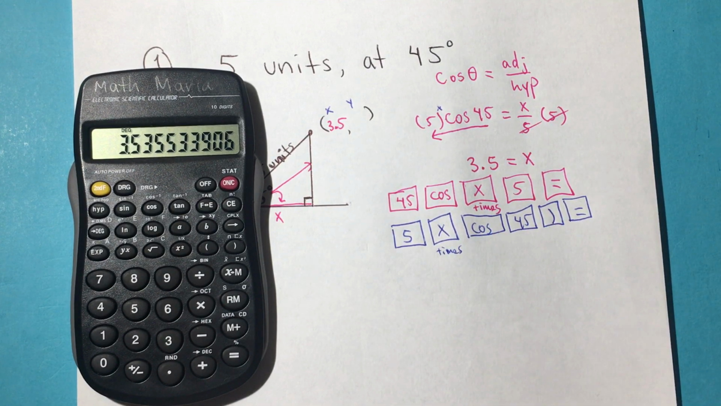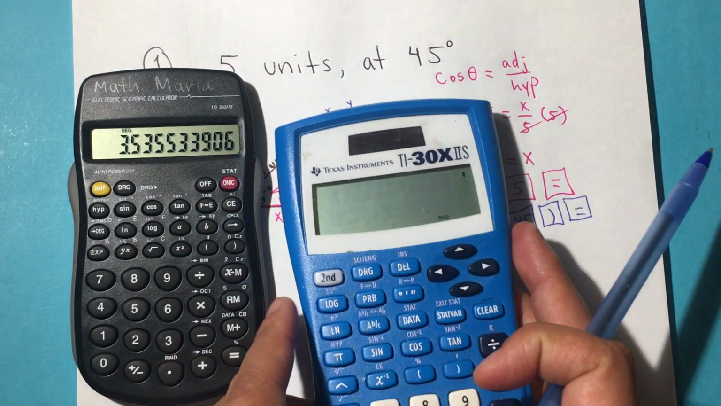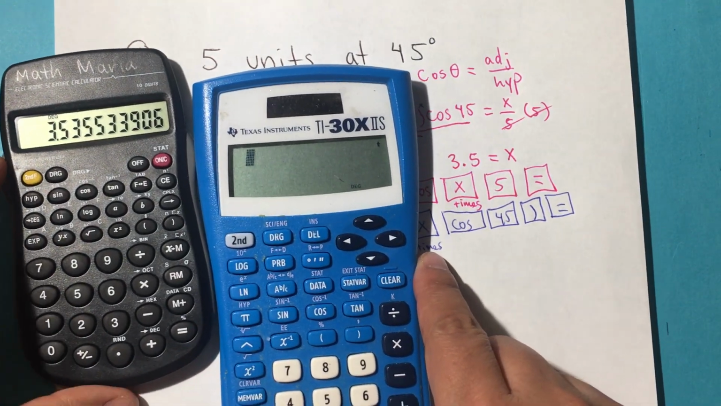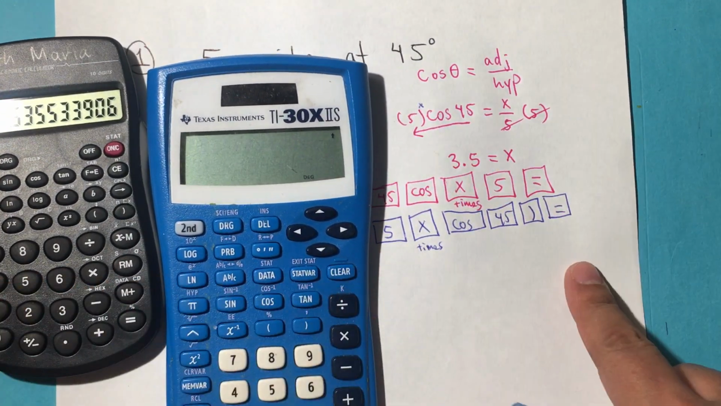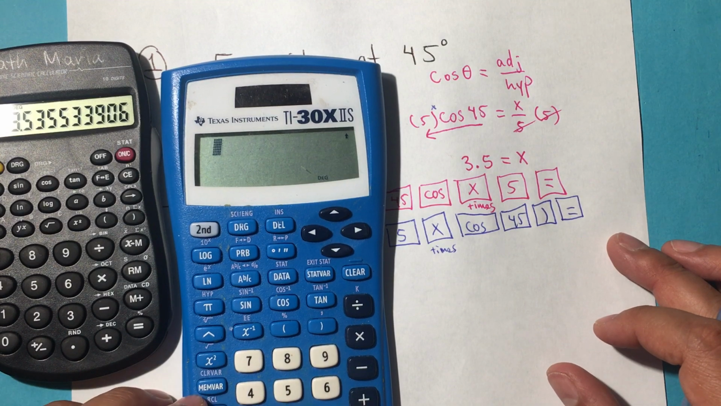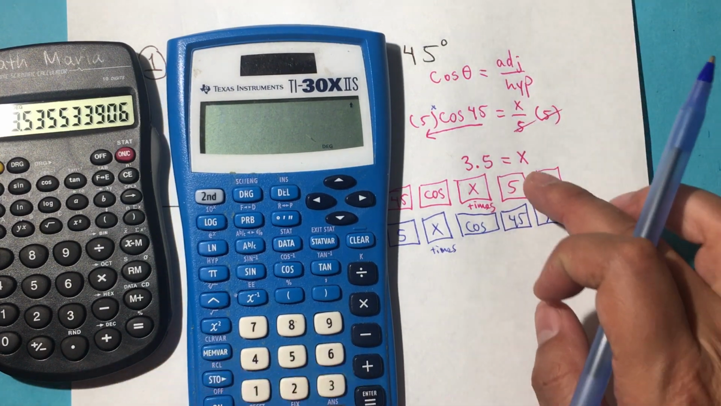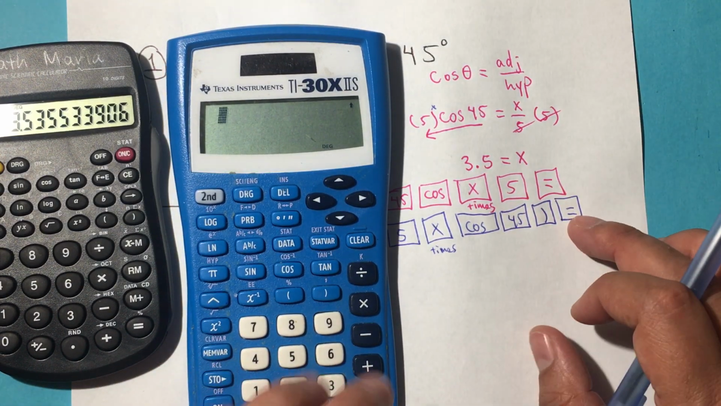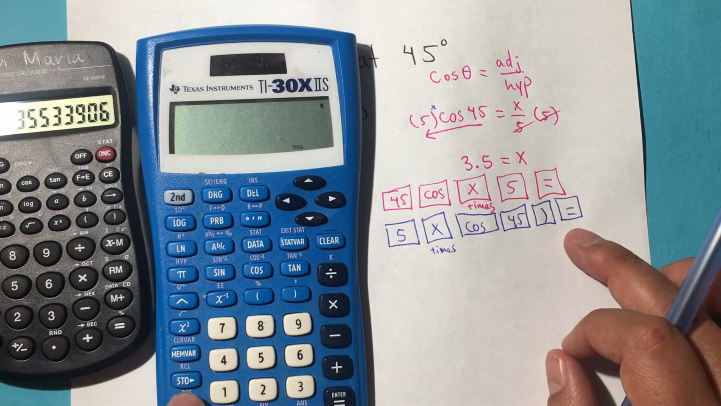Okay, so try which calculator you have. It might be a little bit different. Try which one will give you 3.5, and then that's the path that you have to use, either the pink or the blue one. Okay, so let me show you with this calculator.